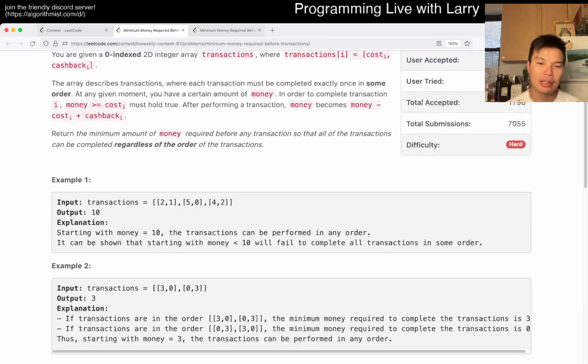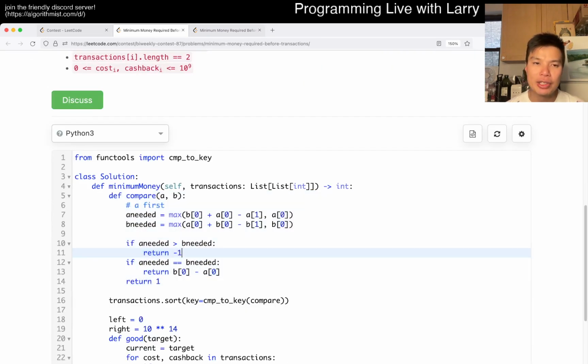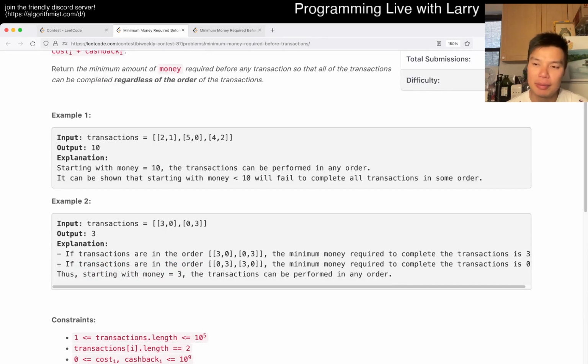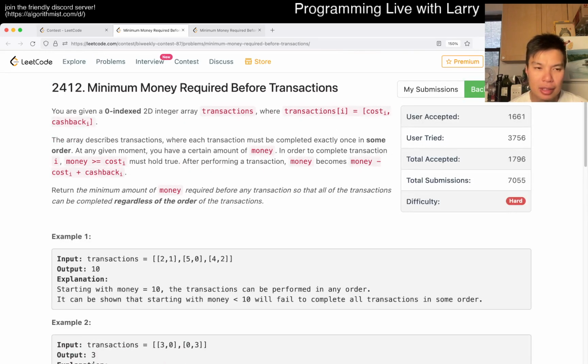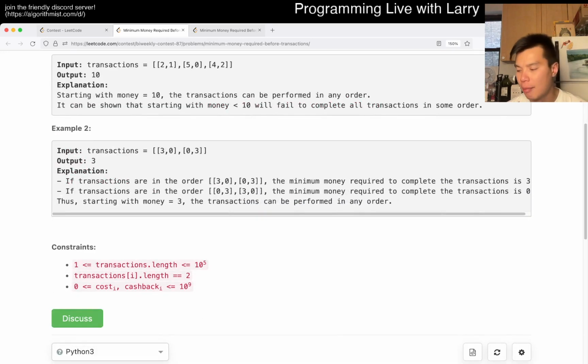So there are a couple of ways you can sort, and my first instinct, to be honest, is to sort by the cost minus cashback, because that's how much it would cost. And in a greedy way, I thought you want the cost to be the greatest and minimize the cashback, so that it maximizes the realness, right?